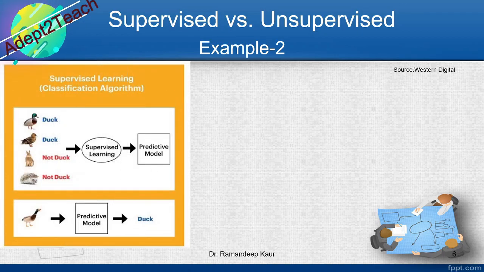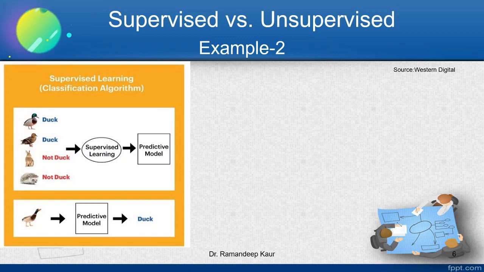Now there is another example of unsupervised and supervised learning. First, let's say supervised learning. Let's say there are different animals that we have to categorize. We have to identify whether an animal is a duck or not. If it is a bird, if it is an animal, whatever categories are there, we have to classify whether it is a duck or not. That is the situation at hand.